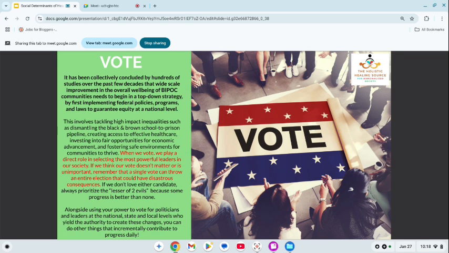If we think our vote doesn't matter or is unimportant, remember that a single vote, not 100, not 10, one, a single vote can throw an entire election that could have disastrous consequences. If we don't love either candidate, always prioritize, quote unquote, the lesser of two evils, because some progress is better than none.